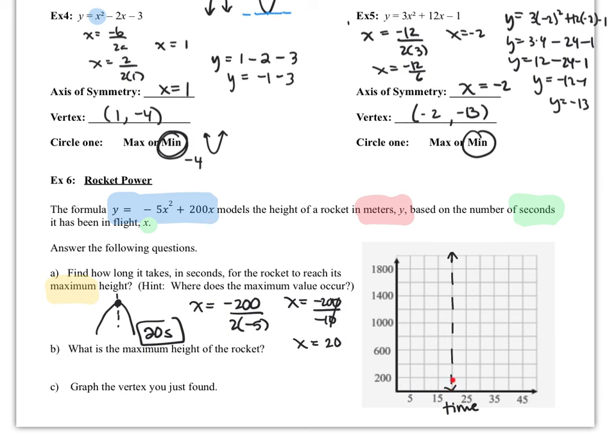Now, that maximum could be 200, 400, 600. I just know that it's somewhere at the 20-second mark. And so in order to find that, I need to find the second half of my vertex, which is going to mean to replace x with 20.